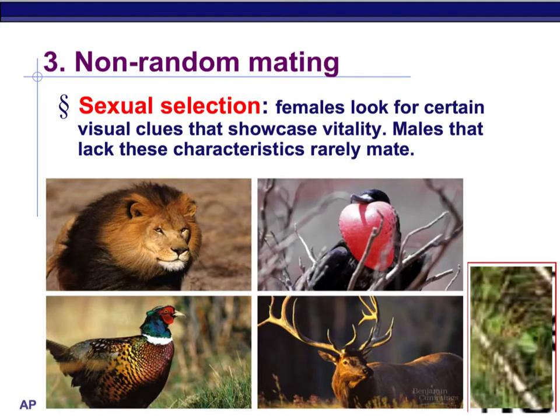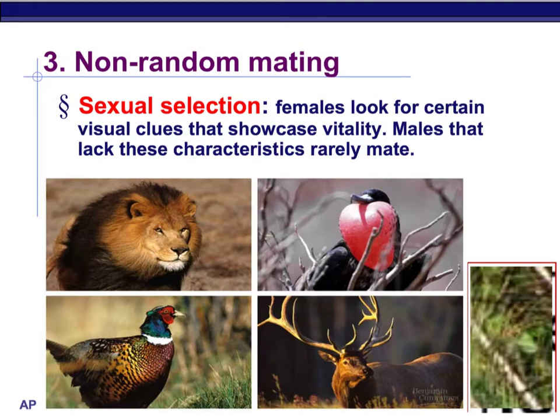Okay, the next one is called non-random mating. Just like the name suggests, mating is not a random process. So it's not like, oh, whoever next walks through the door, that's going to be my baby daddy. No. You're looking for very specific clues. And in this case, it's the female that's making all of the decisions. They're looking for visual clues. And those clues need to show I am stronger, I am bigger, I am healthier. Pretty much I am vital. And I can produce offspring that will survive.